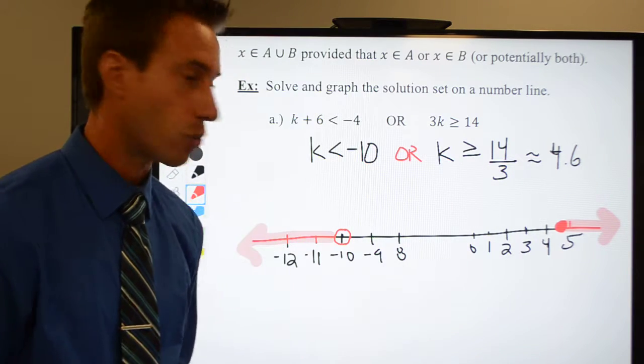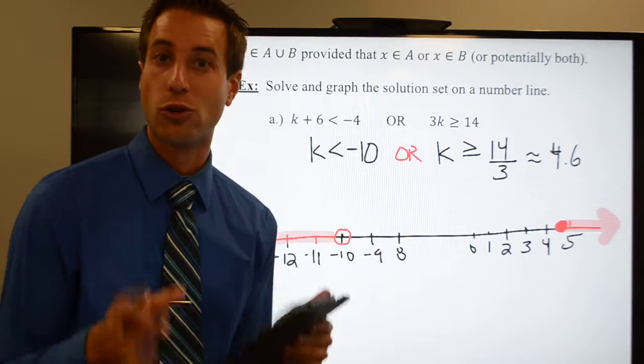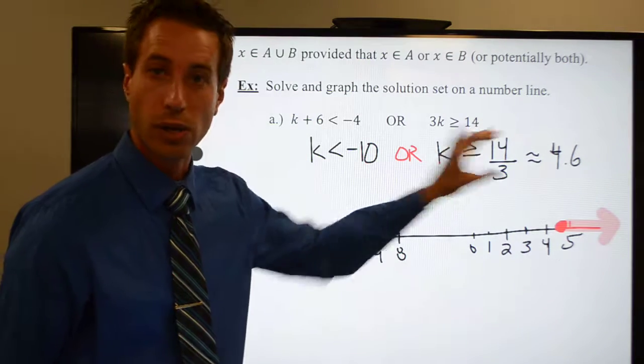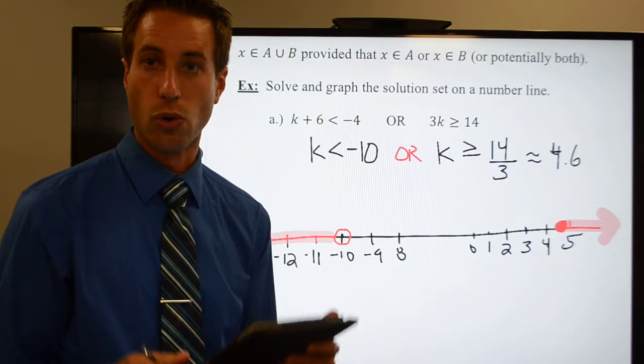There is no way to write this in set builder notation that looks nice. So when it comes to or inequalities, you don't have to worry about it. You have just your inequalities, you have your number line, and you're all set.